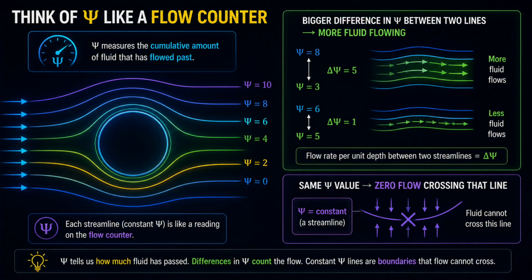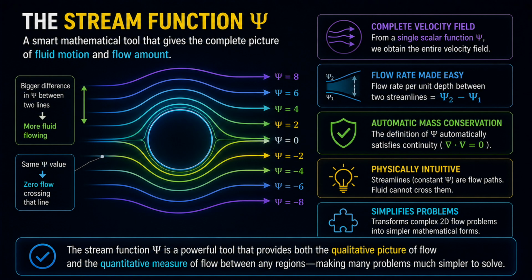Imagine psi as a flow meter drawn on the paper. The change in the value of psi directly tells you how much fluid is passing between any two lines. Constant psi lines act like invisible walls that fluid cannot cross. The stream function psi is a smart mathematical tool that gives us the complete picture of how fluid is moving and how much fluid is flowing in different regions. It makes many problems much simpler to solve.